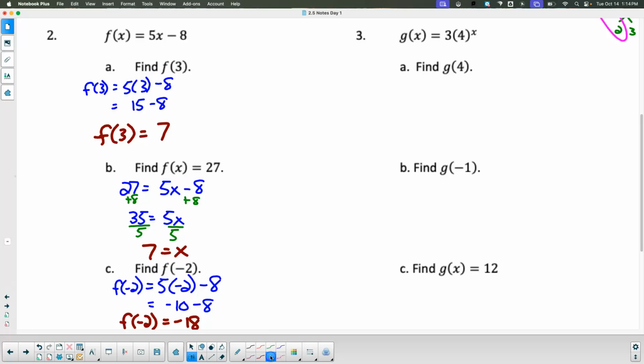So now we're going g of 4, 4 to the 4th power. 4 times 4 is 16, times 4 is 64, times 4 is 256. So this is going to be 3 times 256. So 8, carry the 1, 6, carry the 1, 768.